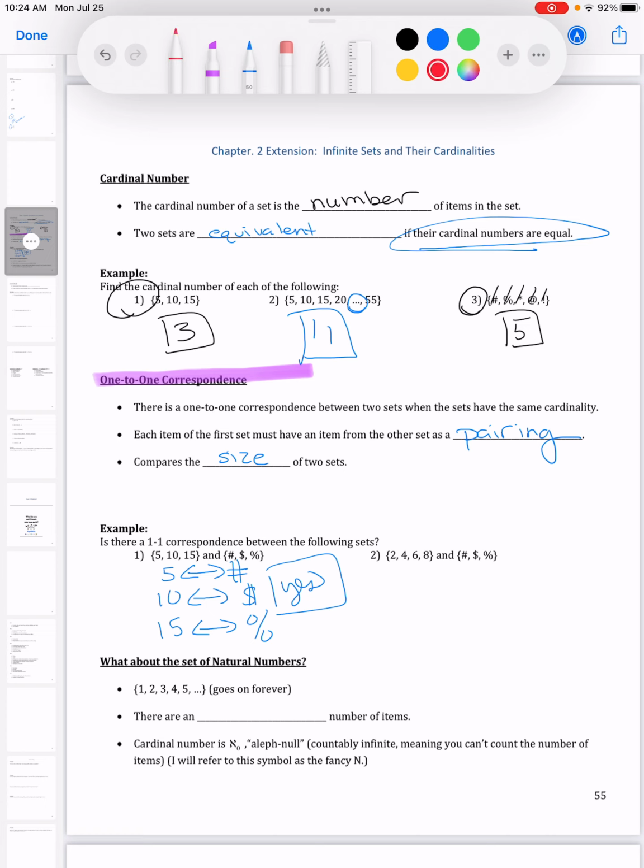Let's look at one that doesn't work. So I compare the number 2 with that hashtag symbol or pound sign or number symbol, the number 4 with the dollar symbol, the number 6 with the percent symbol, and then the number 8 doesn't have anything to go with. So we say that this does not have a one-to-one correspondence. That first set of numbers is larger than the second set of just the symbols, is how we would read that.